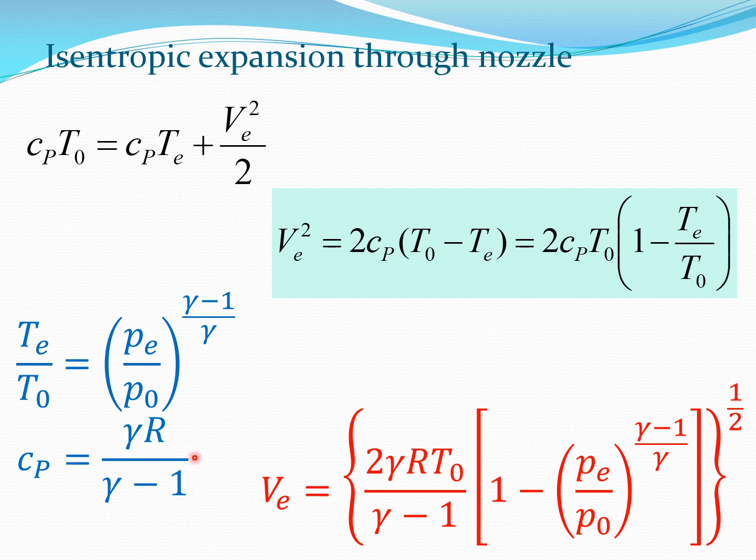Now, after you make these two particular substitutions into the VE equation, you get VE in this form here. So I have substituted Cp is gamma R by gamma minus 1 here, and I have substituted Te by T0 as Pe by P0 to the power gamma minus 1 by gamma. And this whole thing is taken to the power half, that's the square root. So this is the equation for VE, and the main things you of course see here are the presence of T0, that's something very important, and also PE and P0 and the gamma being present here.